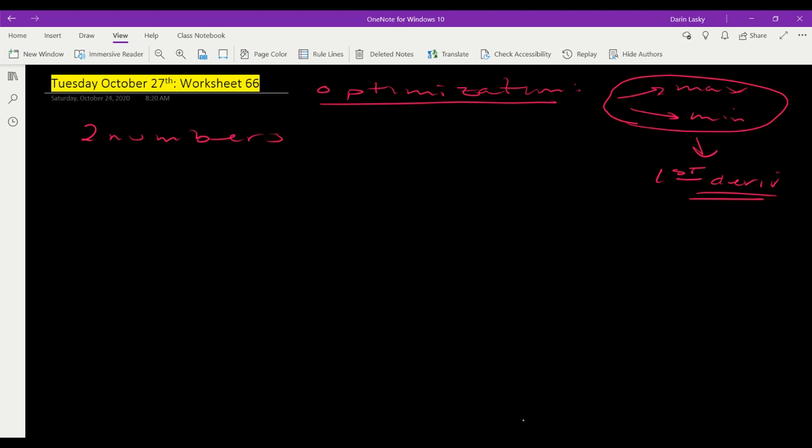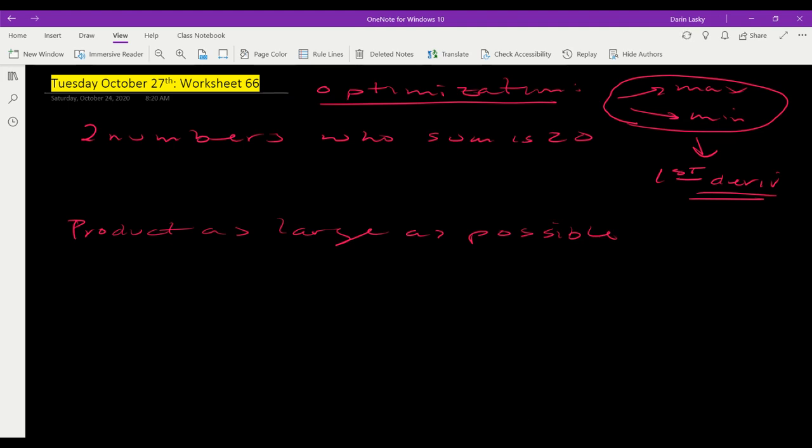So if we're looking at this, you've got two numbers whose sum is 20, and you want to find, I believe, hold on, let me look. I grabbed this one out of a different book. You want the product as large as possible. So let's take each one separately.